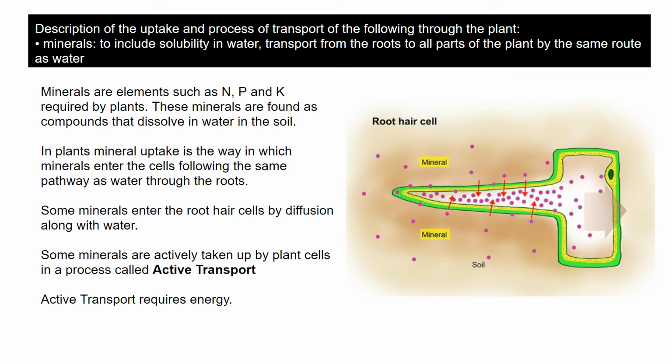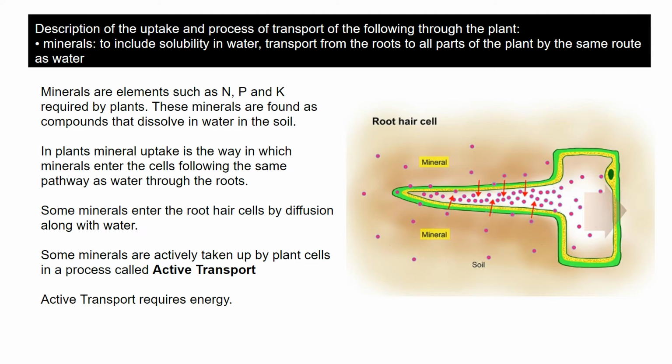Now, what else needs to enter the root? Minerals such as nitrogen, phosphorus, potassium, they need to enter the root hairs as well, because they're going to be used for making proteins and other necessary substances within the plant. Some of these minerals can enter by diffusion because they may be in higher concentrations outside in the soil compared to inside in the plant, but others need to be actively taken in. They're going to move across against their concentration gradient. So minerals are often taken into plants by what is called active transport.